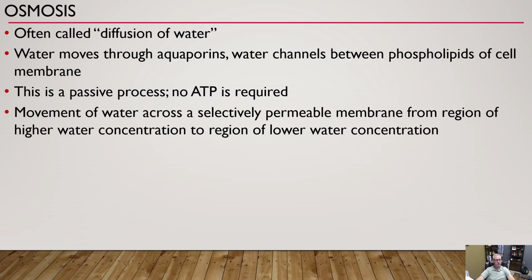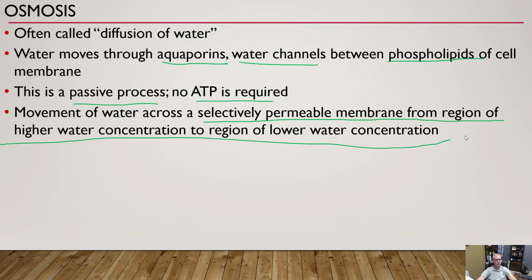All right, osmosis. Osmosis, we often call it the diffusion of water. Remember, water obviously is water soluble, not lipid soluble, so it can't cross the cell membrane. So water moves through these things called aquaporins. Basically, they're another type of channel. They're a water channel between that phospholipid bilayer. It's still a passive process. No ATP is required. We're still going to go down the concentration gradient, higher concentration to a lower concentration of water.